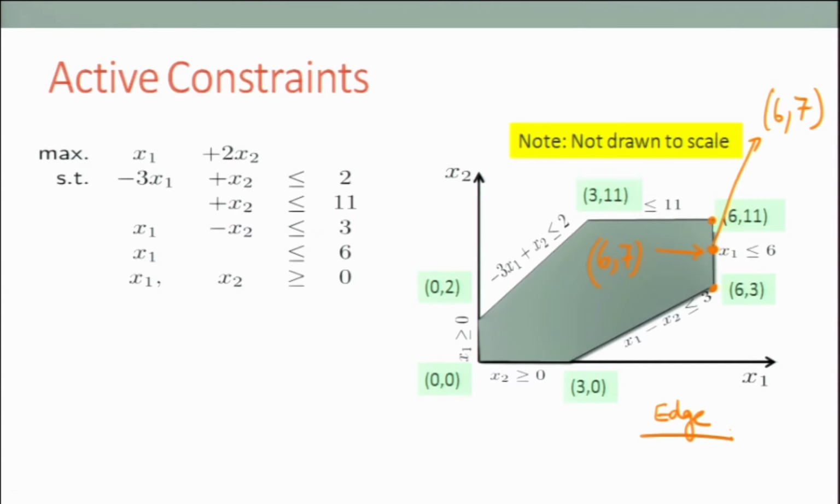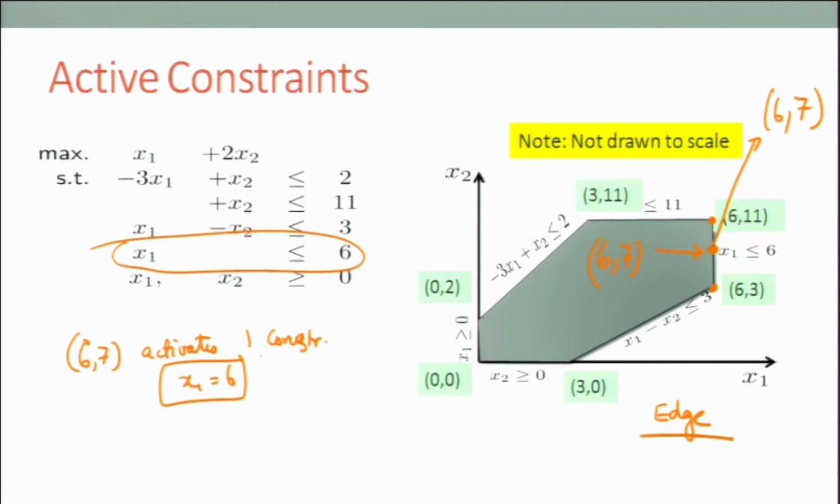All right, now the question is, what can we say about 6, 7? What constraints does it activate? So looking at it, we will see that there's only one constraint that's activated by 6, 7. So 6, 7 activates one constraint, and that's going to be x1 equals 6, whereas 3, 11 activated 2 constraints.